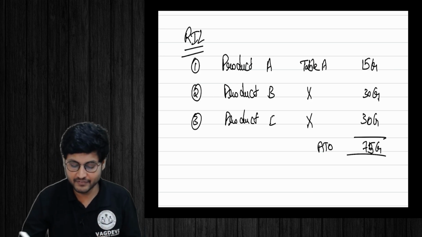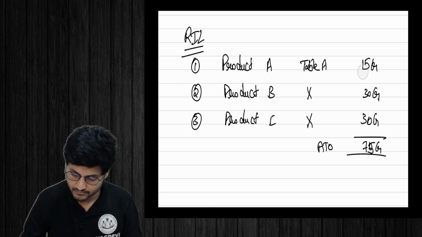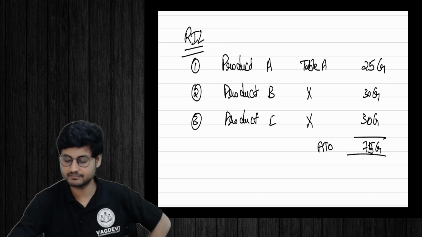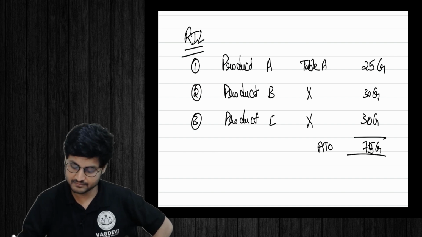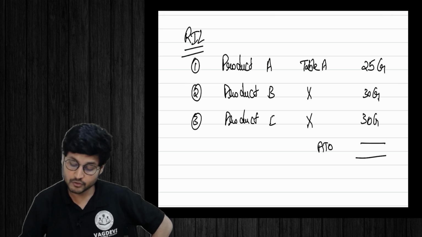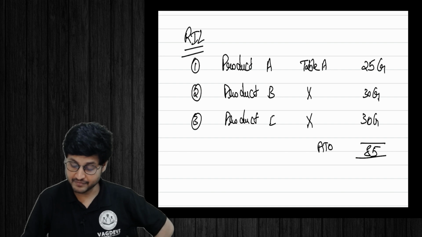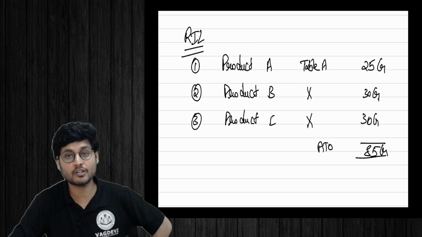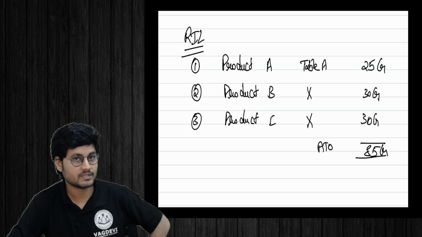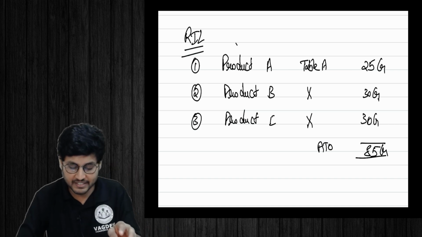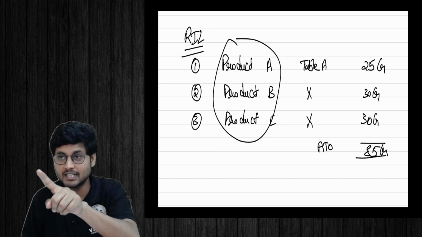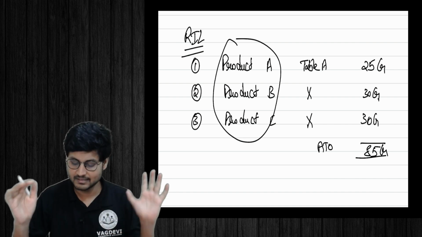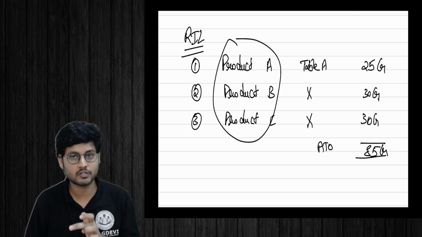Suppose in the same example, if I write 25 CR, then what is the answer? What is the total? 85 CR. So the first condition is satisfied. Aggregate turnover crossed 50 crores. Second condition: out of 3 products, one product is crossing 25 crores, and hence cost audit is applicable in this case.